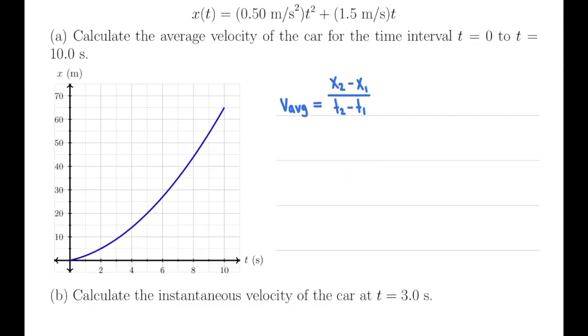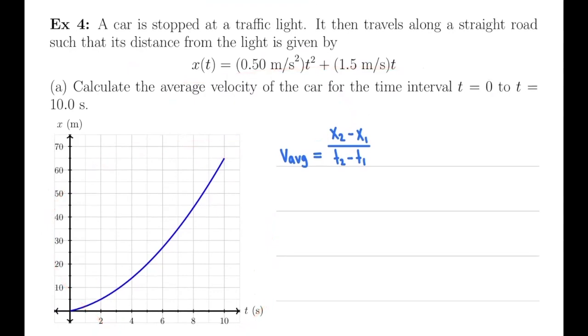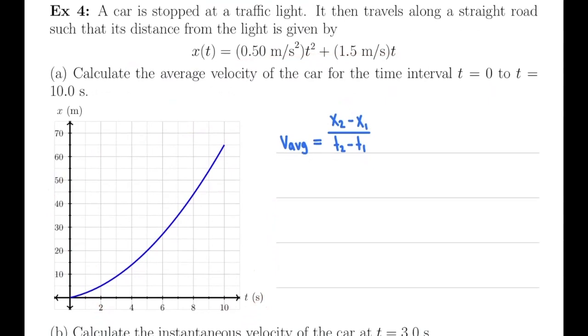So this is a graph right here of this function, 0.5 t squared plus 1.5 t. And graphically, what does x2 minus x1 divided by t2 minus t1 represent? Does that remind you of something graphically? Like a y2 minus y1 over x2 minus x1 situation? It is the slope of the secant line. Exactly. Which line? The secant line.